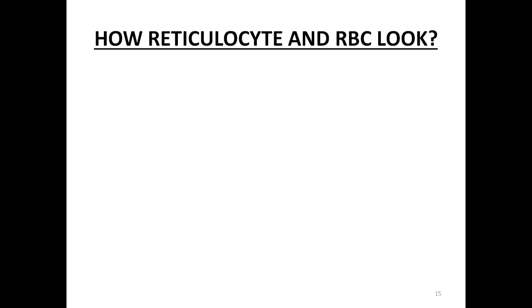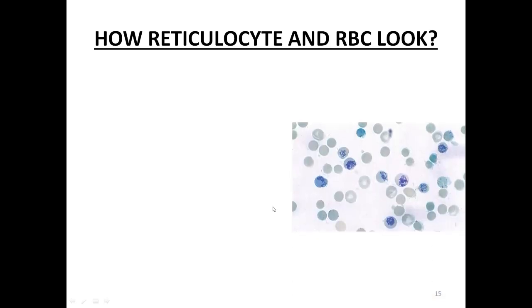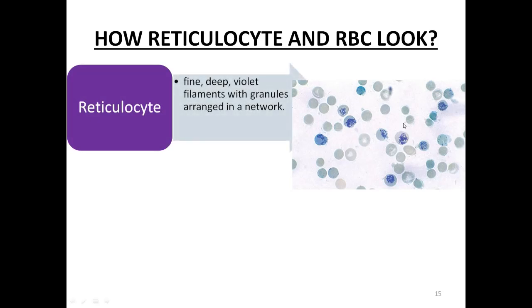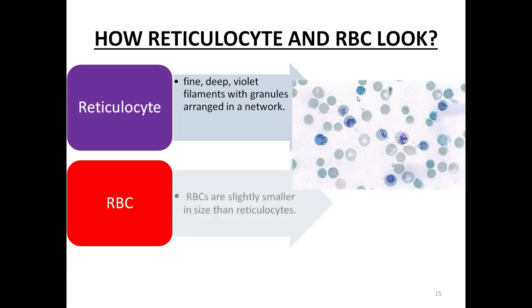Now, how do the reticulocyte and RBC look? So this is the picture of reticulocyte and RBC. So these are reticulocytes, okay, and these are RBCs. So reticulocytes have fine, deep violet filaments with granules arranged in a network. See, you can see. And RBCs are slightly smaller in size than the reticulocytes. So these are RBCs, these are reticulocytes. Okay.